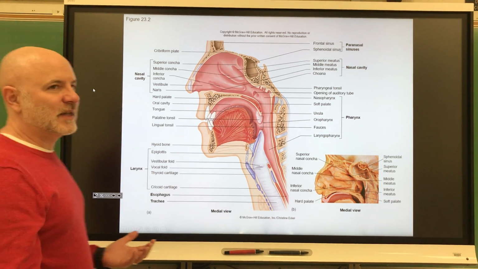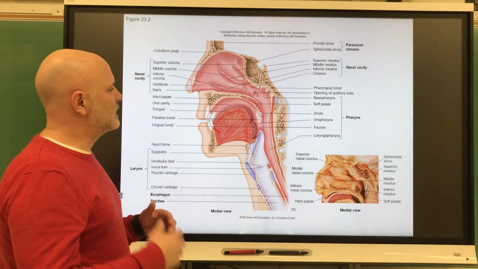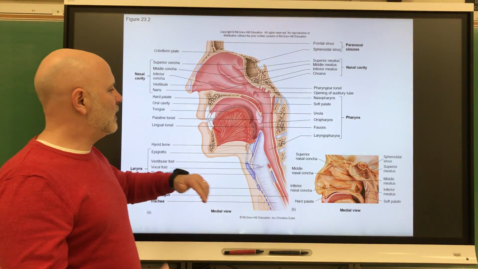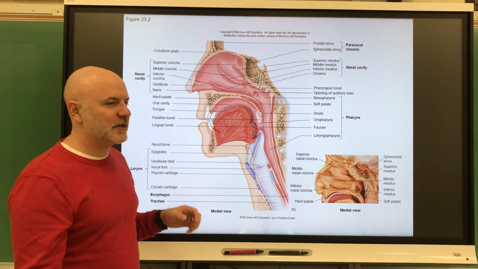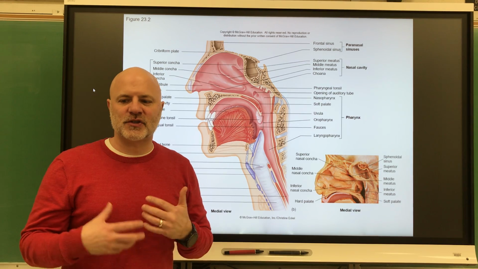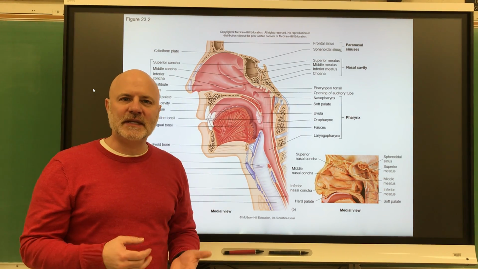Perfect. So let's move on to the next organ, which is the pharynx. So all this is the pharynx. And the main thing that we're going to look at here, what occurs in the pharynx, is when we push food into the pharynx, it's going to start the swallowing reflex, also known as deglutition.